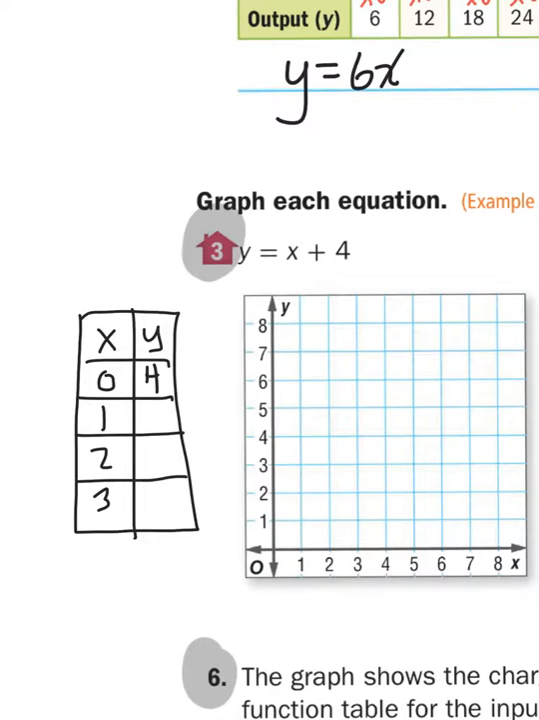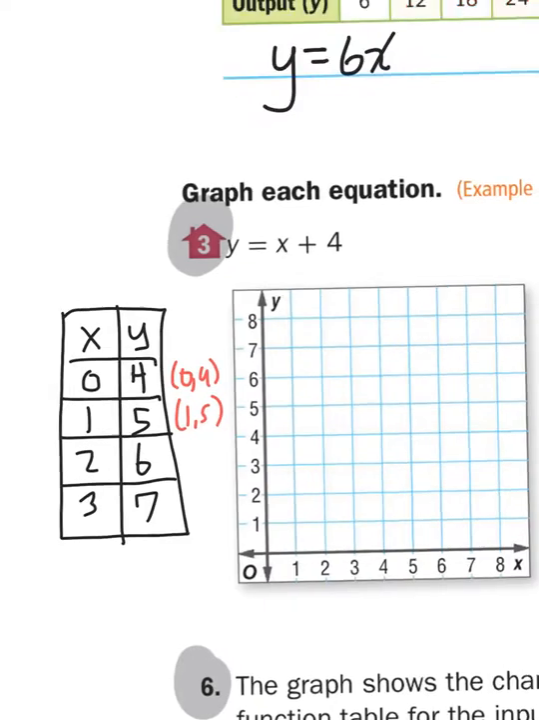If I try 1, 1 plus 4 is 5. So my y value will be 5. Keep doing that with 2. 2 plus 4 is 6, and 3 plus 4 is 7. Now by doing that, I now have my ordered pairs. So think of this as 0, 4, 1, 5, etc. And I just have to graph them.